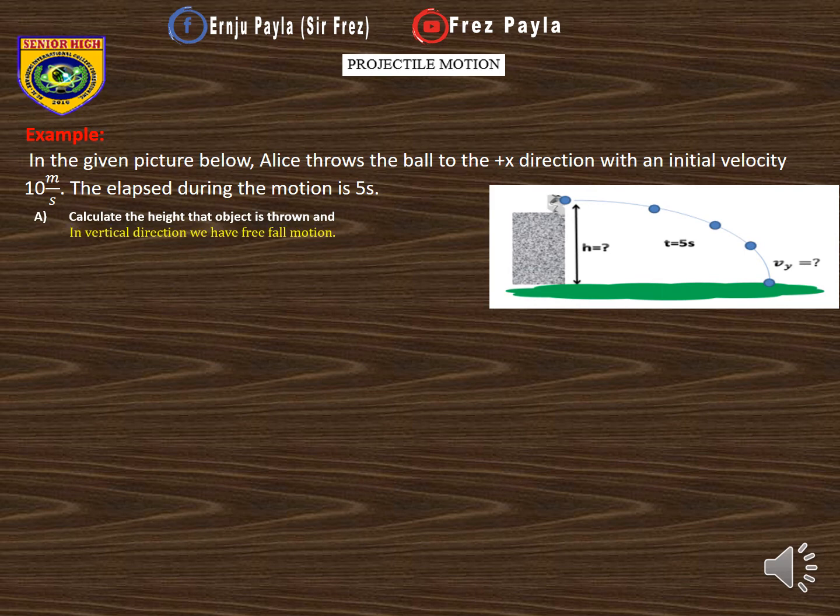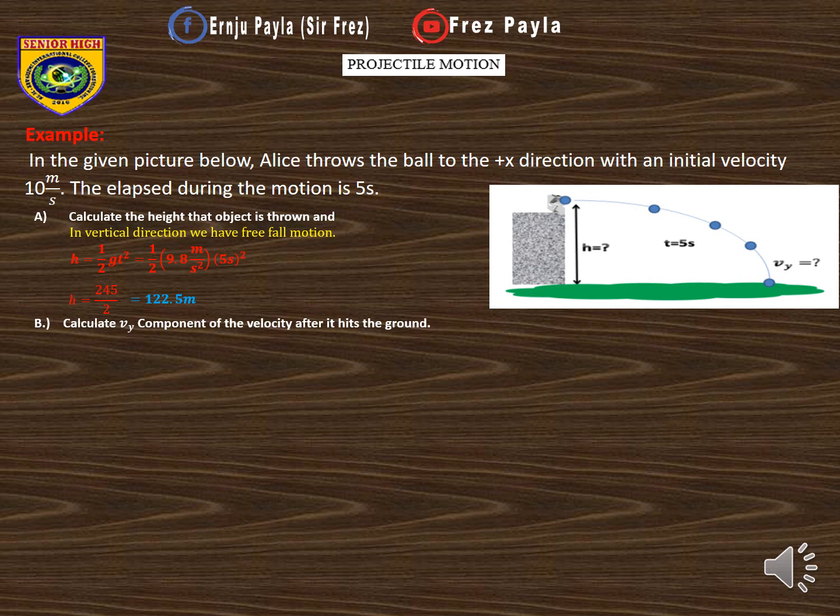So, in vertical direction, we have free fall motion. So, gagamitin natin ito. H is equal to 1/2 g t squared. Yun yung ginagamit natin sa last topic. Is equal to 1/2 times 9.8 meters per second squared, multiplied natin ng 5 seconds squared. So, H is equal to 245 over 2. The final answer is 122.5 meters.